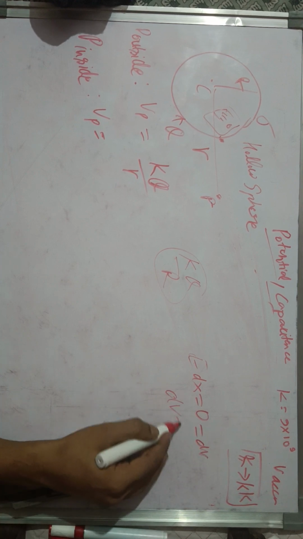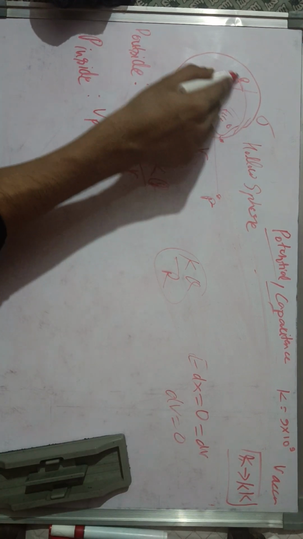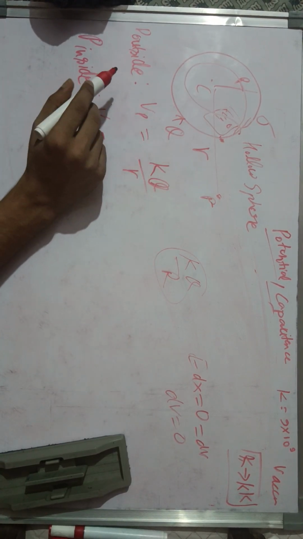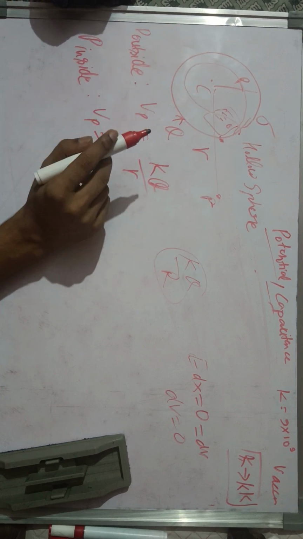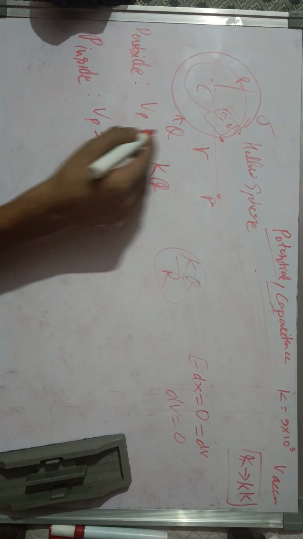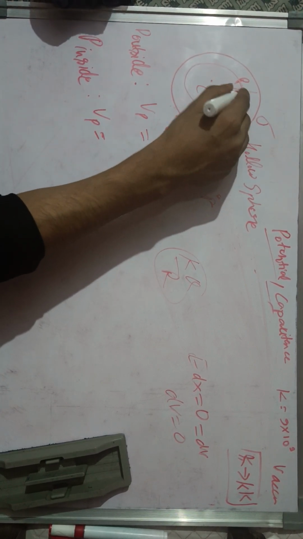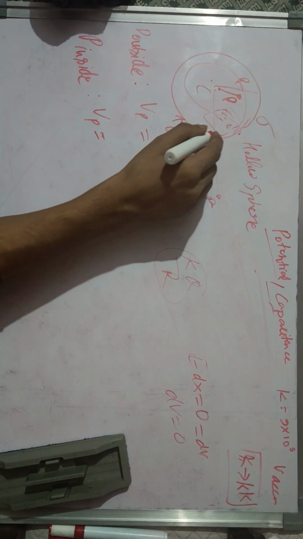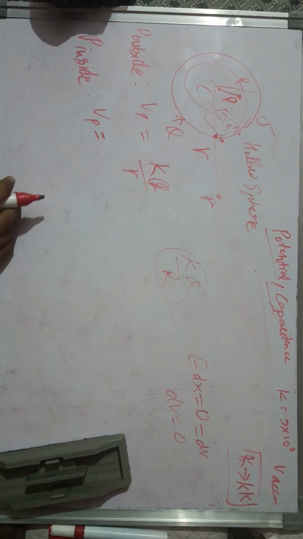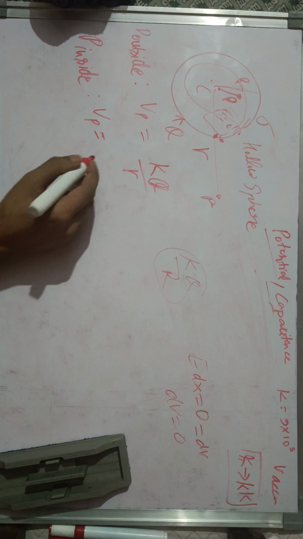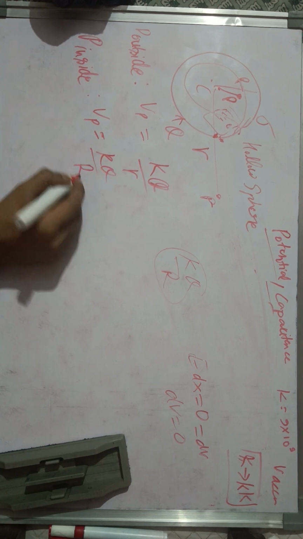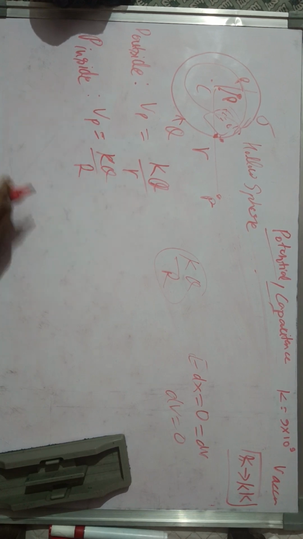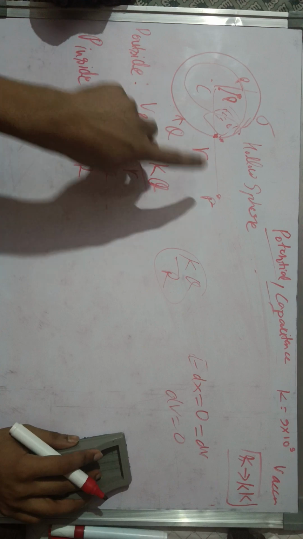So since dV is equal to 0, the potential everywhere in this system will be the same because there is no change of potential. So Vp at any point here would be equal to the potential at the surface of this sphere, which is kq by r. Now this was for a hollow sphere.